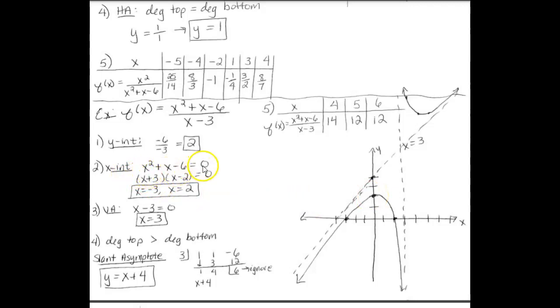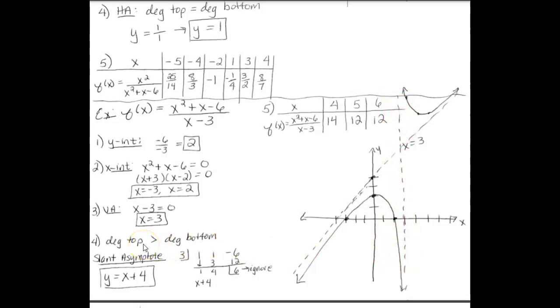X-intercepts, set the numerator equal to 0. We can solve this by factoring. x plus 3 times x minus 2 gives me x equals negative 3 and positive 2. So x equals negative 3 and positive 2 are my x-intercepts, so they can be plotted on my graph. Step 3, find the vertical asymptote. Set the denominator equal to 0. That just gives me x equals 3. So this has one vertical asymptote right here at x equals 3, the dotted line.